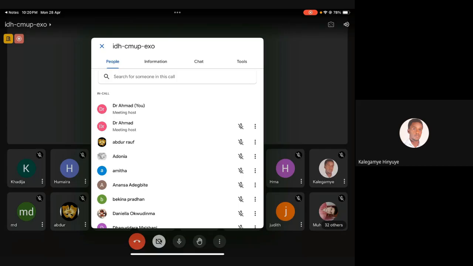Okay, so the next condition which we are going to discuss is tetralogy of Fallot, right? In tetralogy of Fallot, we have four problems within the heart. Dr. Abdul Rauf, can you please turn on your mic? These are pulmonary stenosis, right ventricular hypertrophy, overriding aorta, and ventricular septal defect.